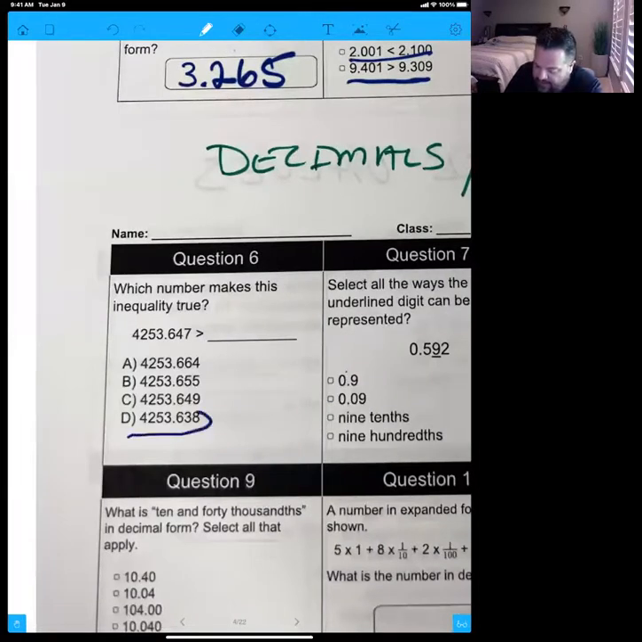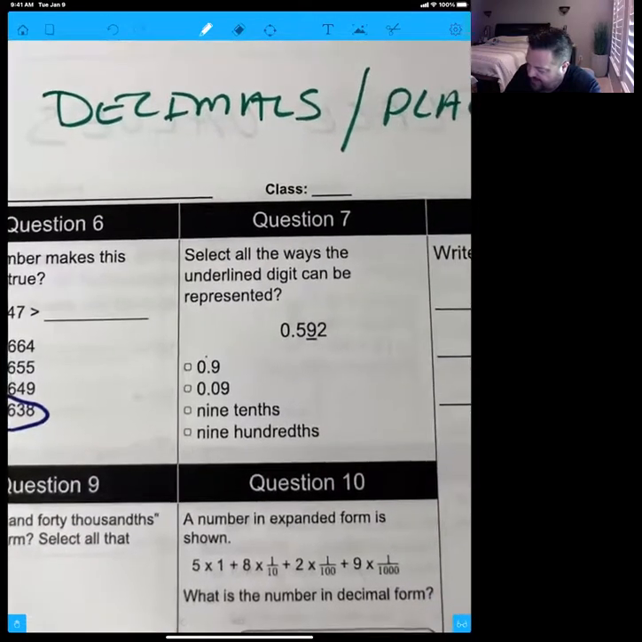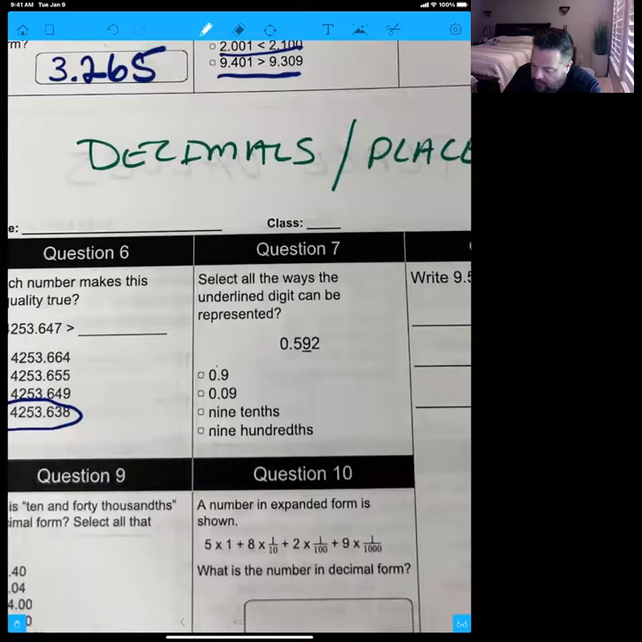Number 6, this is the only one that makes this true. Number 7. This is in the tenths, hundredths, thousandths place. It's in the thousandths place. So you would get this one. And technically 0.09, that would be in the place also, right?